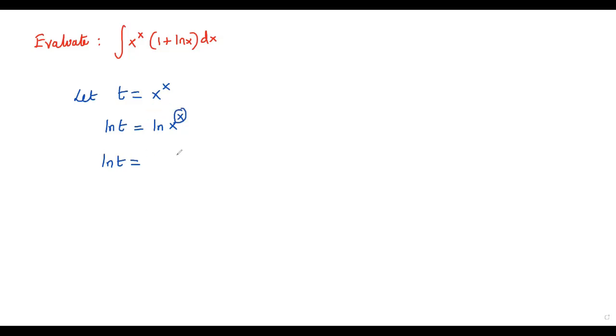This is a power rule of logarithm. The next step, it will be x times ln x. That's all we can use properties of logarithm over here, only one property, that is power of logarithm. Now we can differentiate both sides with respect to x.